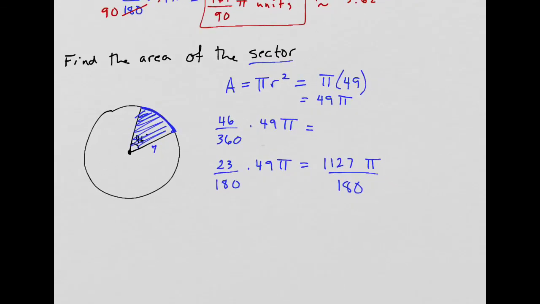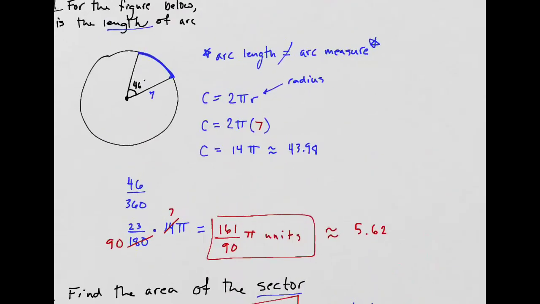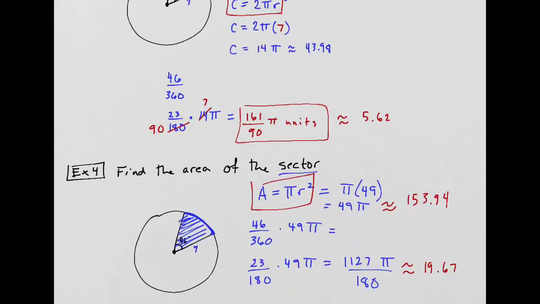I'm going to approximate some stuff here. So 49 pi, that's going to be approximately 153.94 square units because it's area. And then this should be smaller. And it is. This is approximately 19.67 square units. So there we have it. That's the area. I mean, your answers will be a little bit nicer, but that's the area of the sector. It's just a fraction of the whole entire area of the circle. And we're using the area of a circle formula and the circumference of a circle. So there you go. Great.